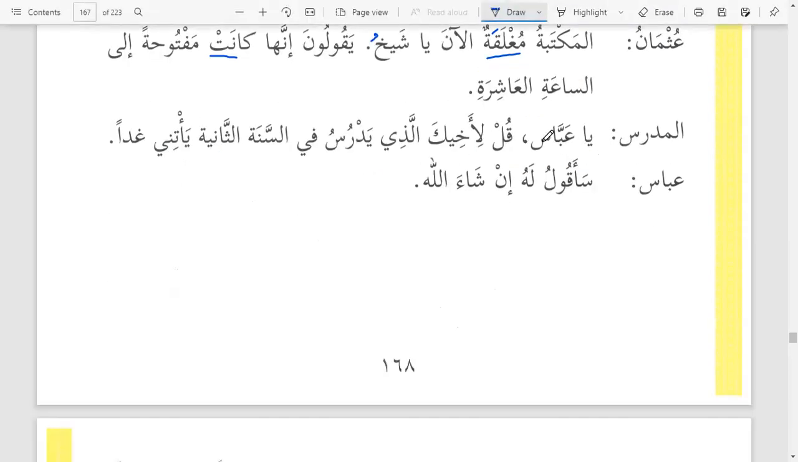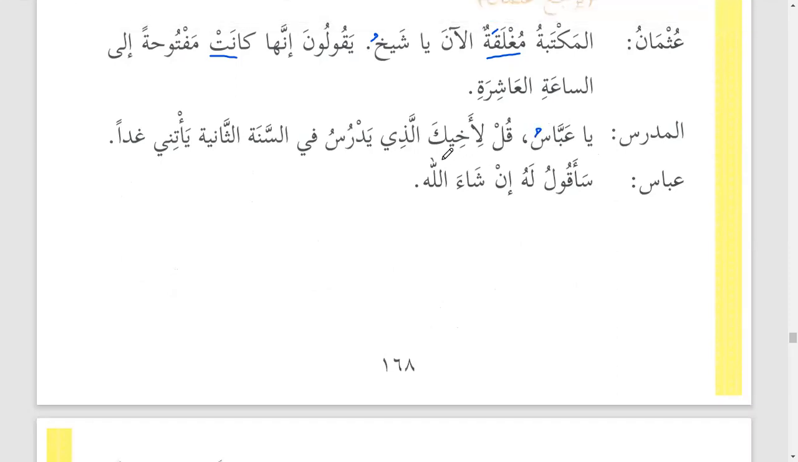The teacher: O Abbas, tell your brother who studies in the second year to come to me tomorrow. O Abbas, tell your brother. Okay, why do we have akhi here? Why not akhu or akha? Because of li, sir. Li akhi. Yes, the preposition li.